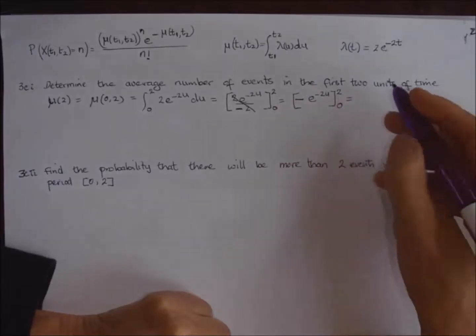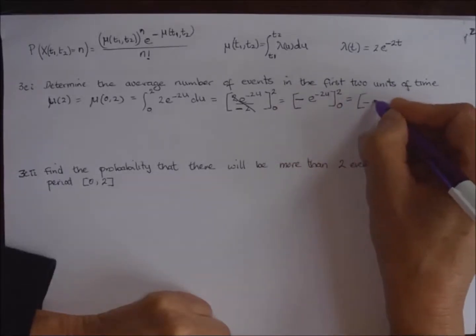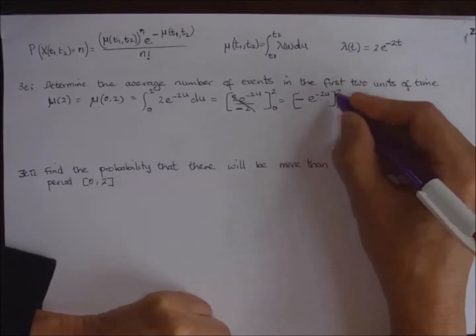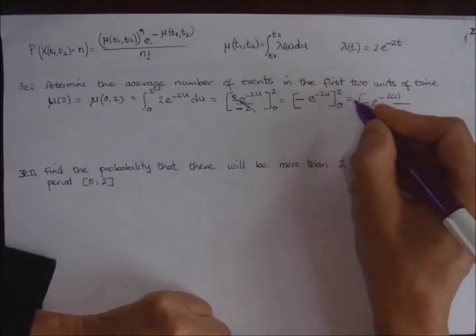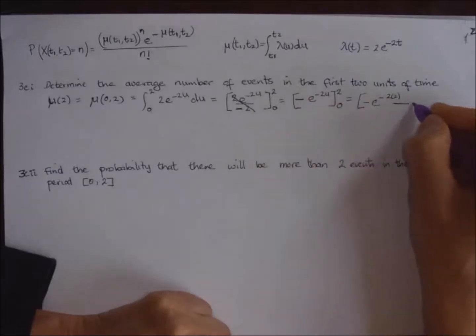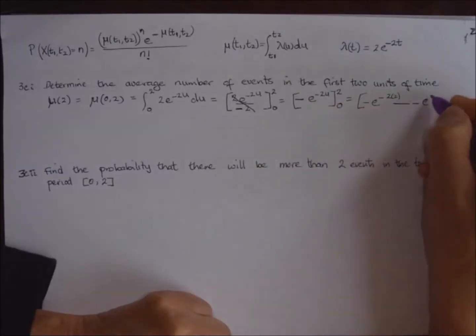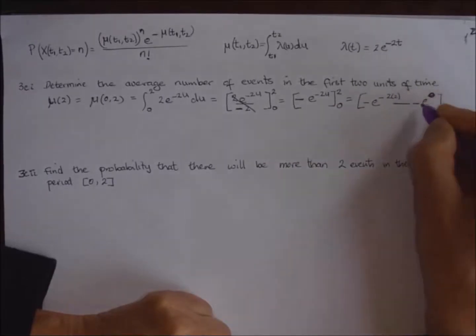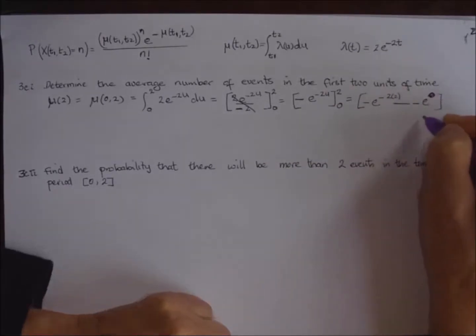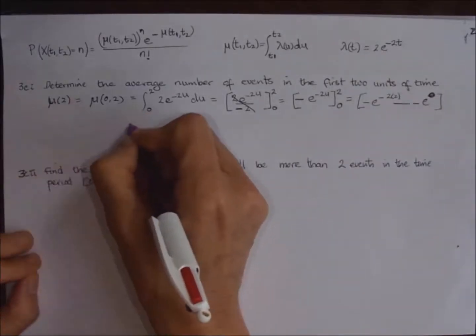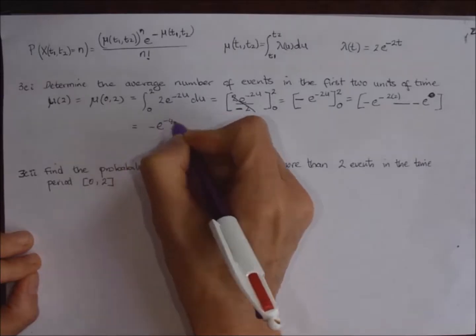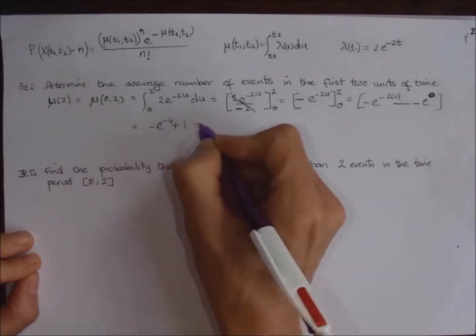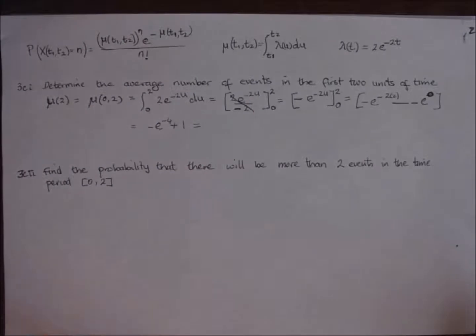So if we put in 2 for u, it will be minus e to the minus 2 times 2. And then minus, because we're subtracting the limits, and then again minus e to the minus 2 times 0, it's going to be 0, so we'll just leave that as 0. Remember, anything to the power of 0 is 1, so if we were to calculate that now, that is going to be minus e to the minus 4 plus 1. See what that equals on the calculator.